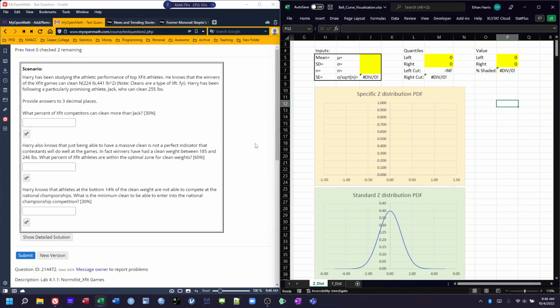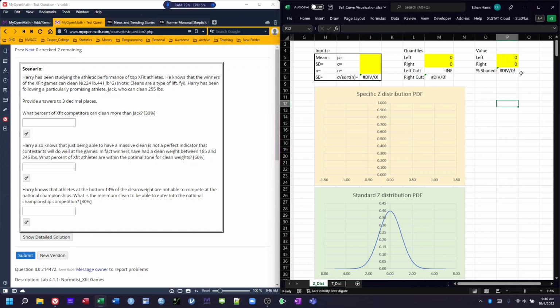It says that Harry has been studying the athletic performance of top XFit athletes. He knows that the winners of the XFit games can clean is normally distributed with 224 pounds as the mean and 441 pounds as the variance. Note that cleans are lift. Harry has been following a particularly promising athlete, Jack, who can clean 255 pounds.